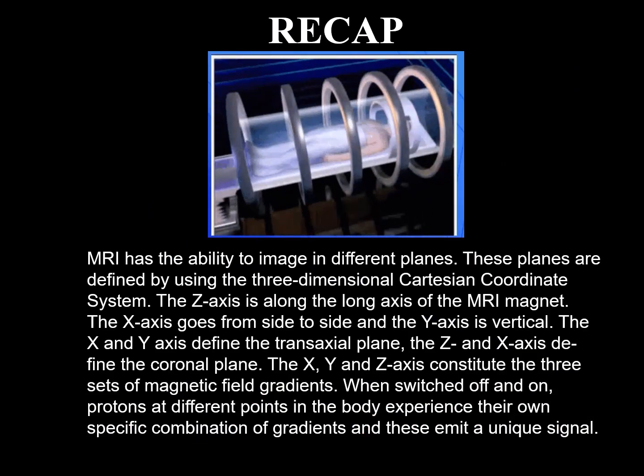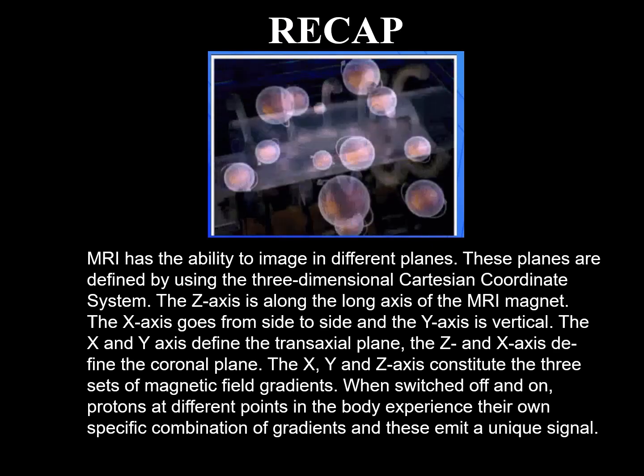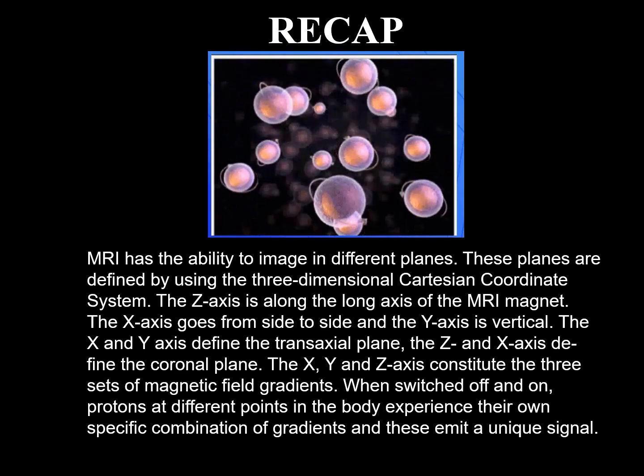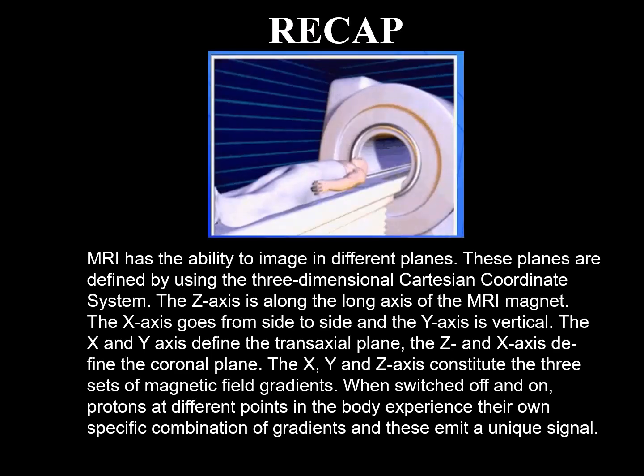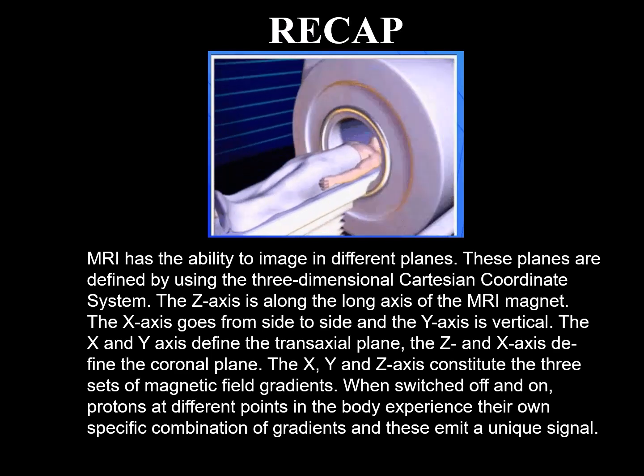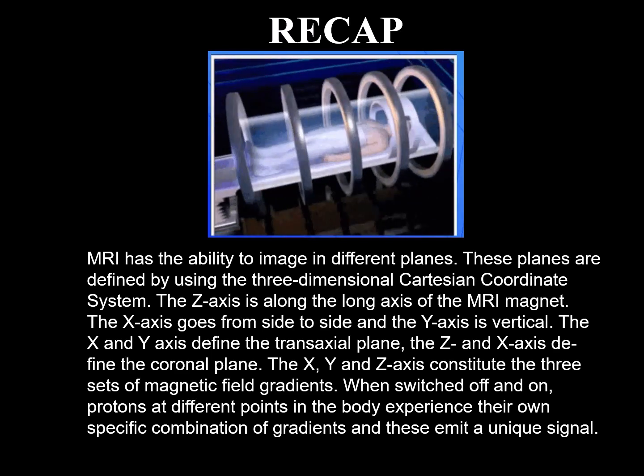So a quick recap. MRI has the ability to image in different planes. These planes are defined by using the three-dimensional Cartesian coordinate system: axial, sagittal, and coronal. We apply gradients to put a different slope on the already magnetized protons in the body so that we can pinpoint where they are exactly and map them into an image.